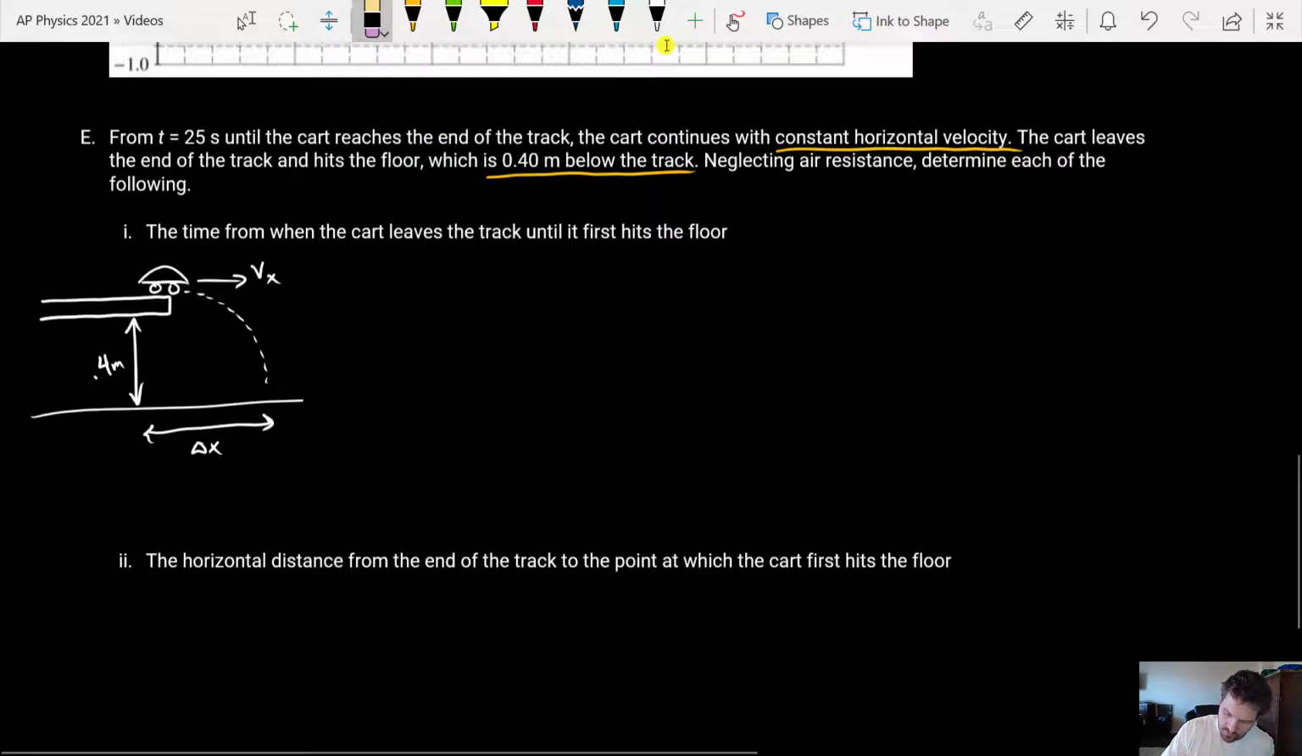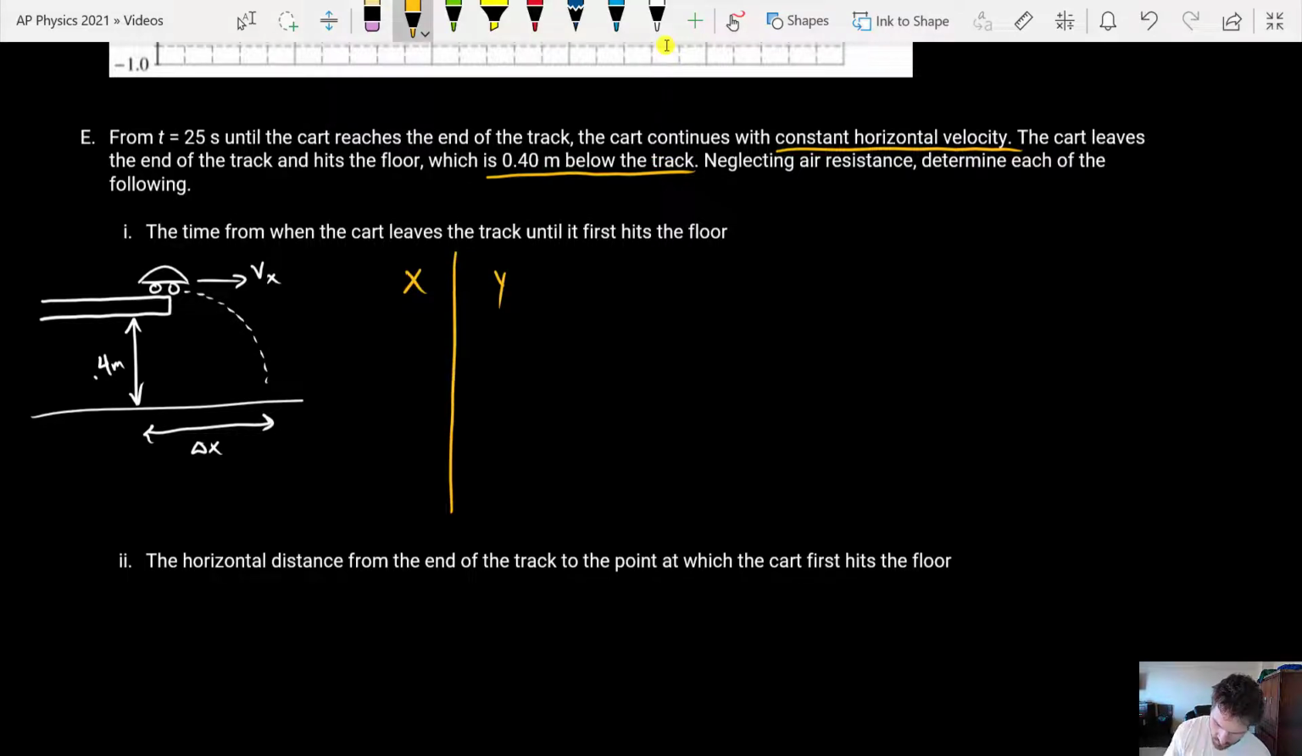All right, I like the stroke eraser. Here we go. Let's figure out what we got. So let's make our list of info in the X and Y direction. I know that when something is a projectile, it always has these rules. In the X direction, it has 0 acceleration. In the Y, it's negative 9.8.